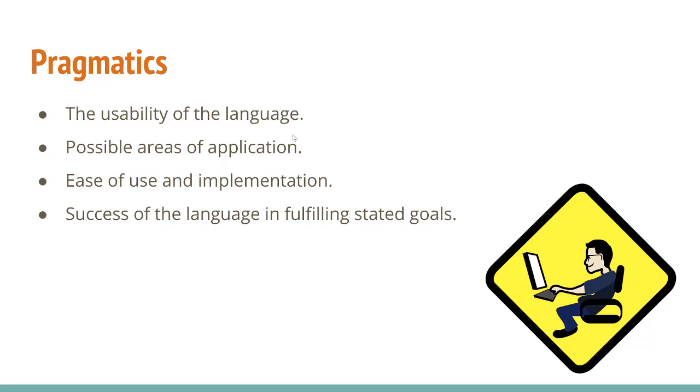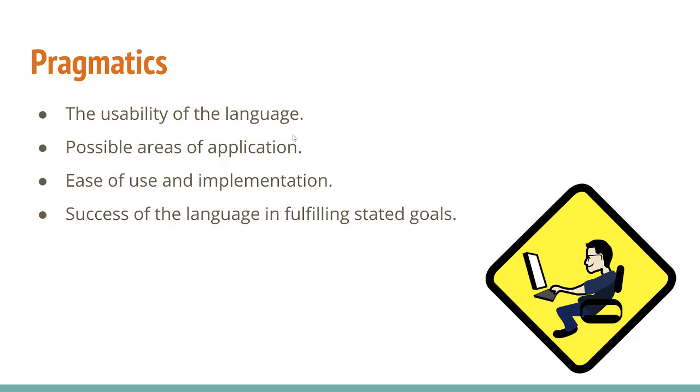Some languages are intended to be used on assembly line equipment, like for embedded systems. Some are intended to be used for scientific calculations. Some are intended to be used for web development. It's all a matter of what it's really intended for. The ease of use and implementation is also a part of pragmatics. Some languages are easier to implement and easier to use, generally speaking.